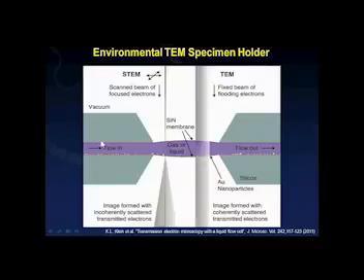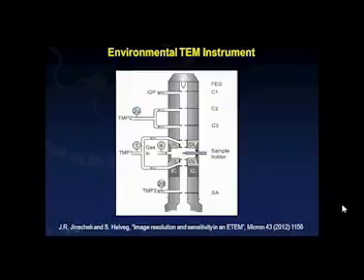The setup basically consists of a pair of electron transparent windows above and below the specimen. The specimen is usually dispersed on a membrane that is on the inside of the sandwich window, within which one can introduce gas or liquid. The windows isolate the liquid or gas environment from the high vacuum of the transmission electron microscope.